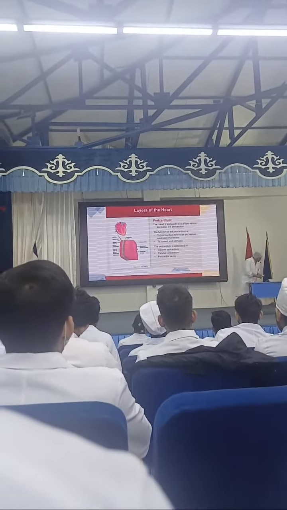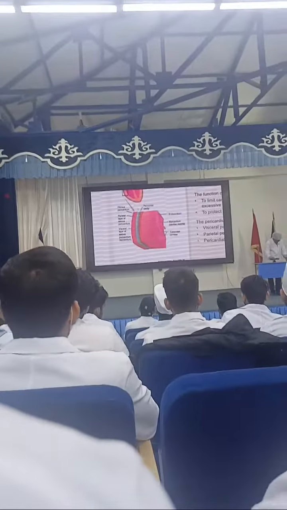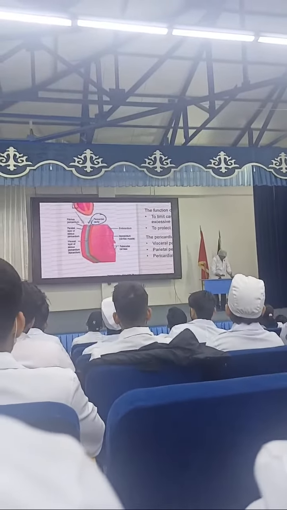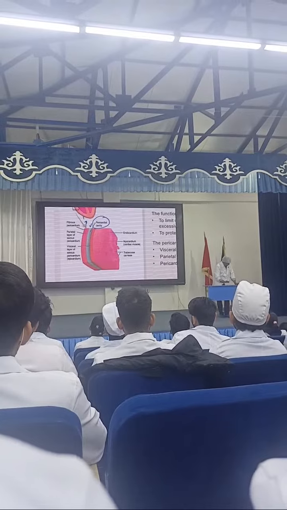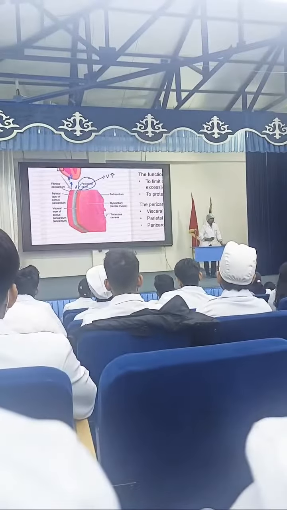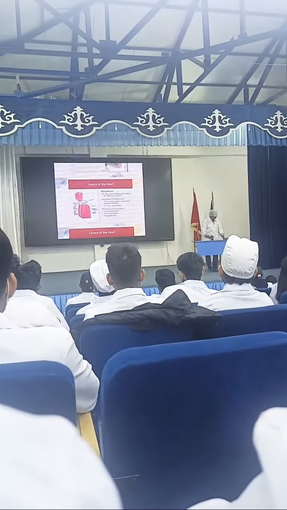So, this is the pericardial cavity where you have the presence of the pericardial fluid. And this is your parietal pericardium, and this will be your visceral pericardium. Okay, so that is about your pericardium.